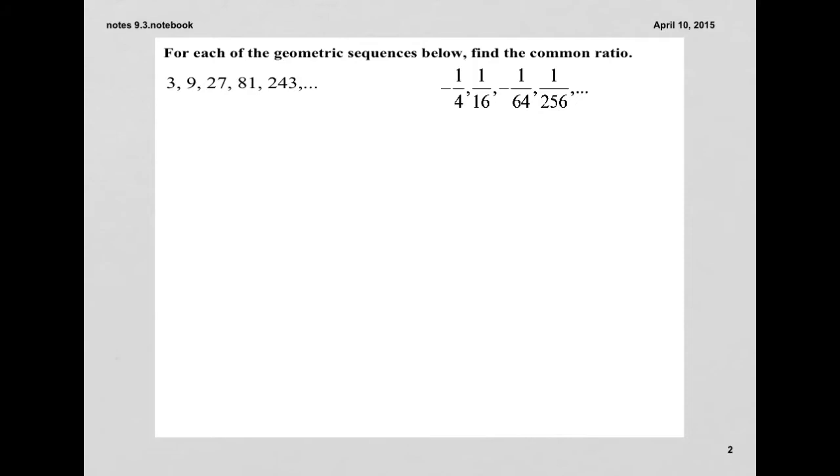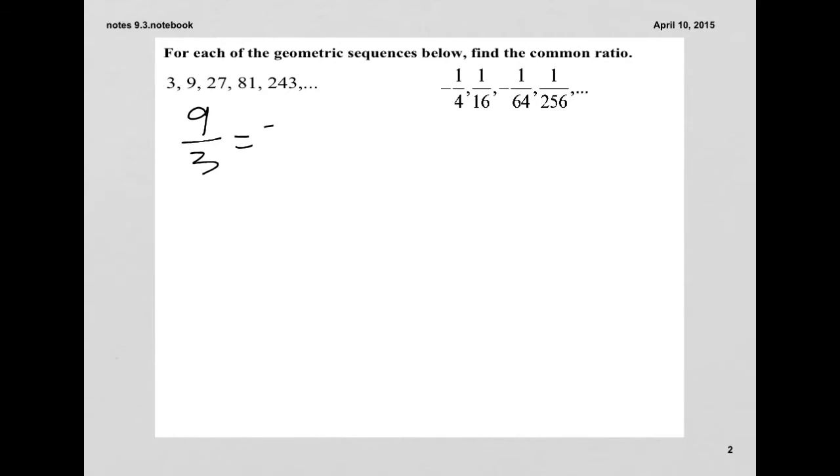Now we'll use that information to go over a few examples. First, we're going to find the geometric sequence. For each geometric sequence below, we need to find the common ratio. Well, to find the common ratio, you take the second term and divide it by the first term.